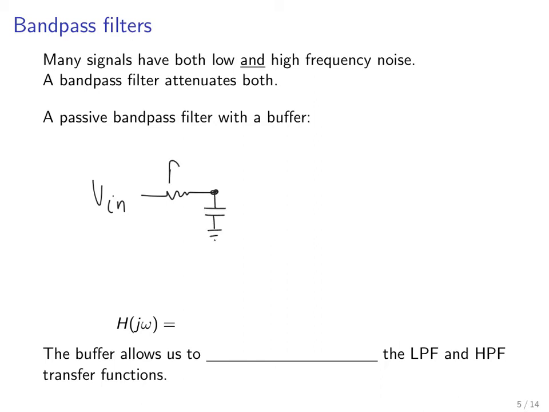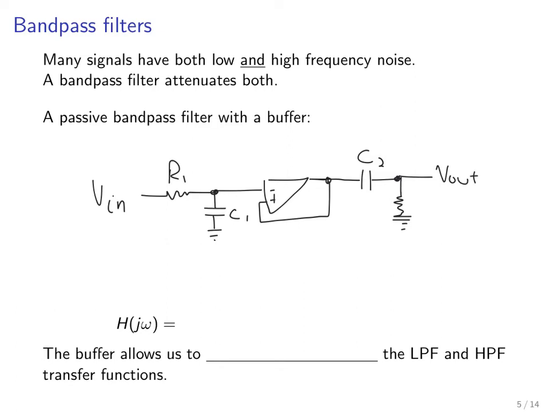So in this case, we would have a low-pass filter here first, and then we would separate the two filters with a buffer, and then we would have the high-pass filter on the output. And again, the order of these could be switched.